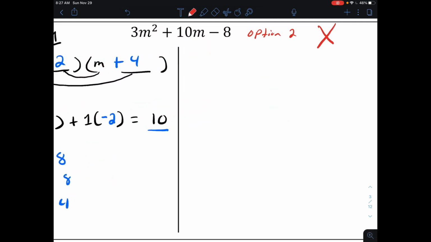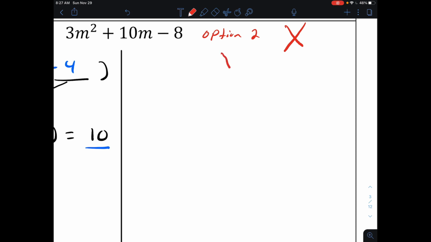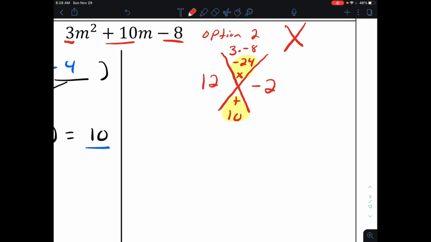All right, option 2 is to use that X method. Here I'm going to make my X, and on the top is my product. Since I have a number in front of the m squared, my product is going to be 3 times negative 8, which gives me negative 24. And they have to add together to be the number in the middle, positive 10. So I'm looking for what multiplies to be negative 24 and adds together to be positive 10. That's going to be 12 times negative 2.